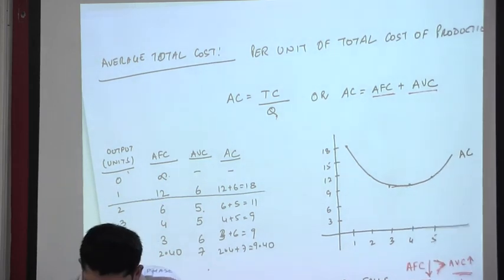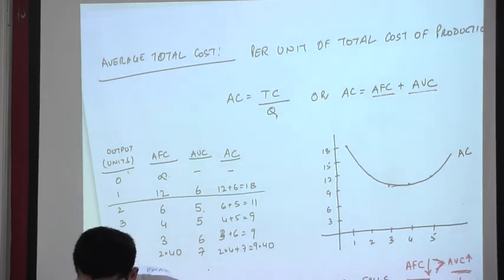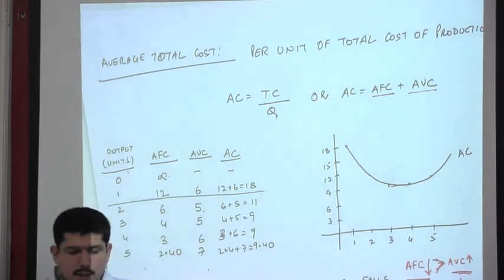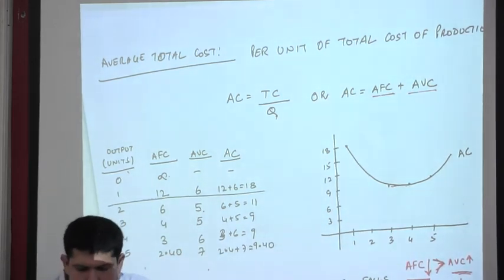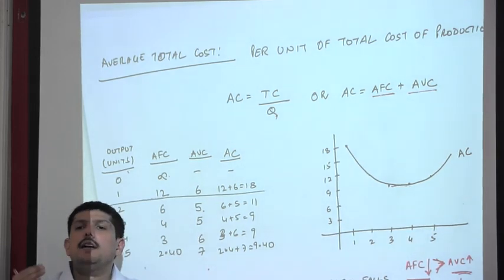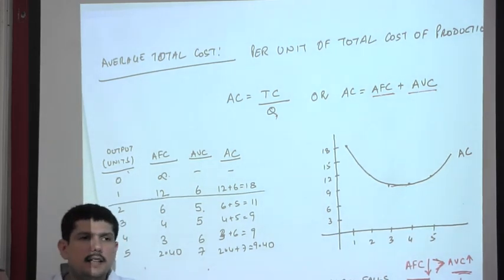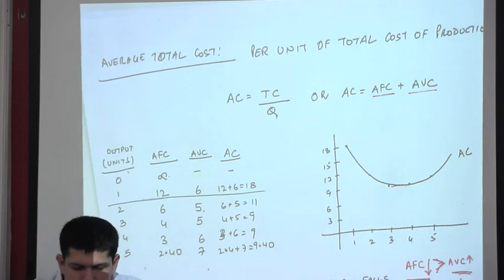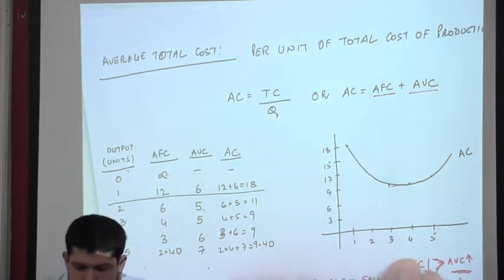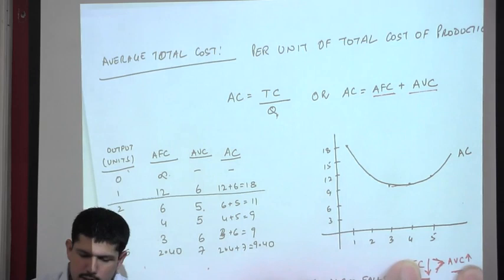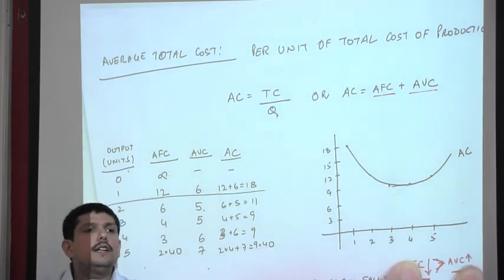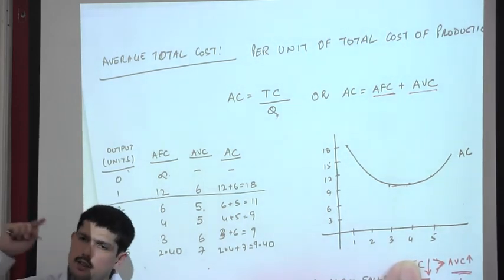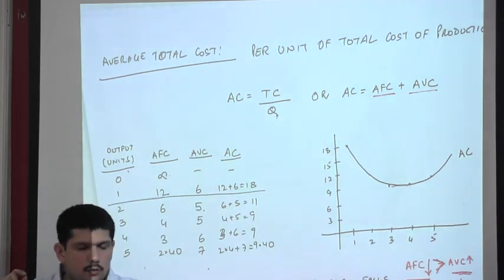Because let's say if my average fixed cost falls by 3 and my average variable cost falls by 2, my average cost will in effect fall by 1. But then there will be a time where my average fixed cost falls and my average variable cost increases, but the fall in average fixed cost is less than the increase in average variable cost, which will lead to an increase in the average cost curve, right?